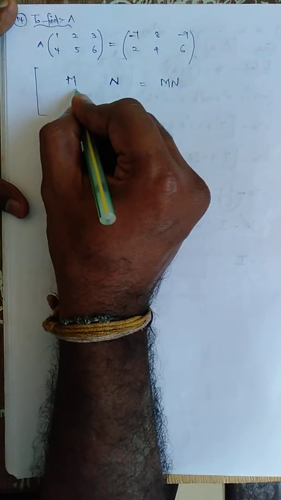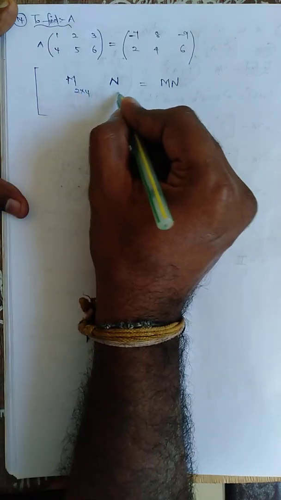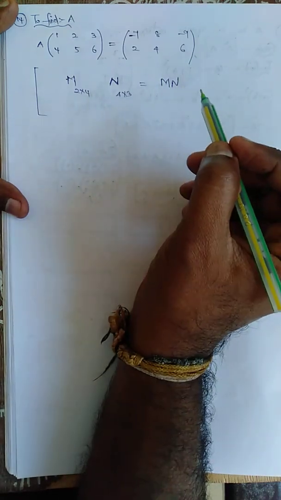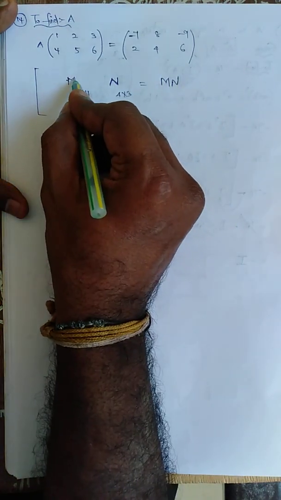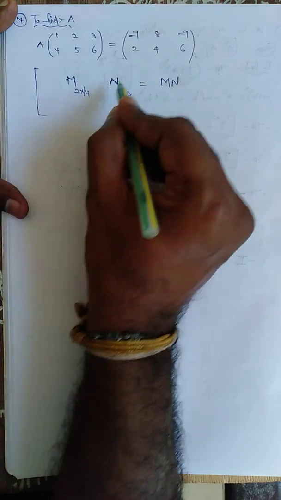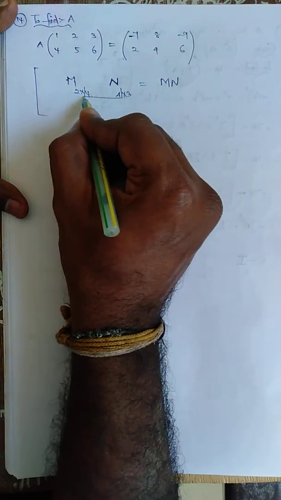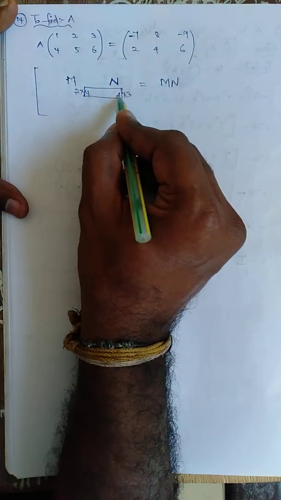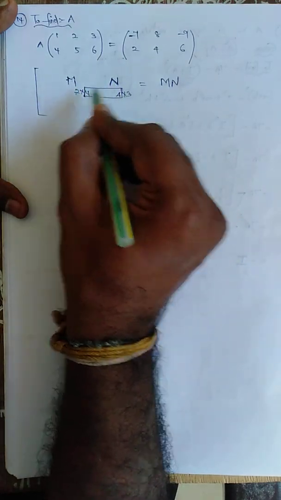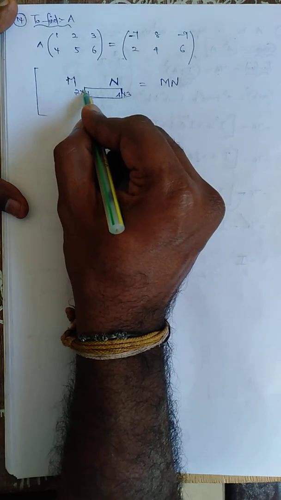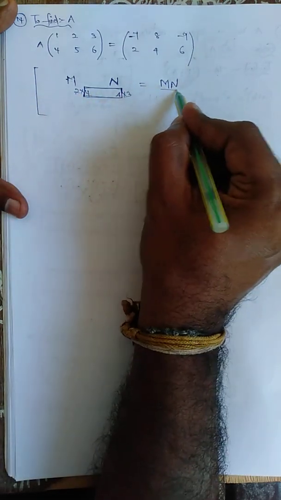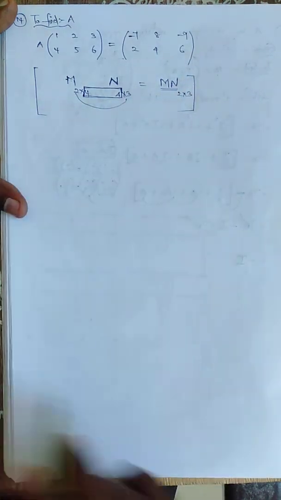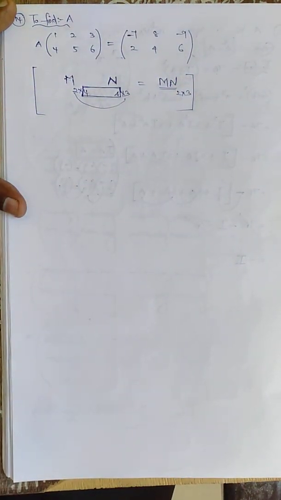If its order is 2 cross 4 and the other order is 4 cross 3, how is the multiplication of matrices possible? The first matrix column and the second matrix row should be equal. First matrix column and second matrix row should be the same. Then only the result matrix MN will be 2 cross 3. So this is our idea for multiplication of matrices.